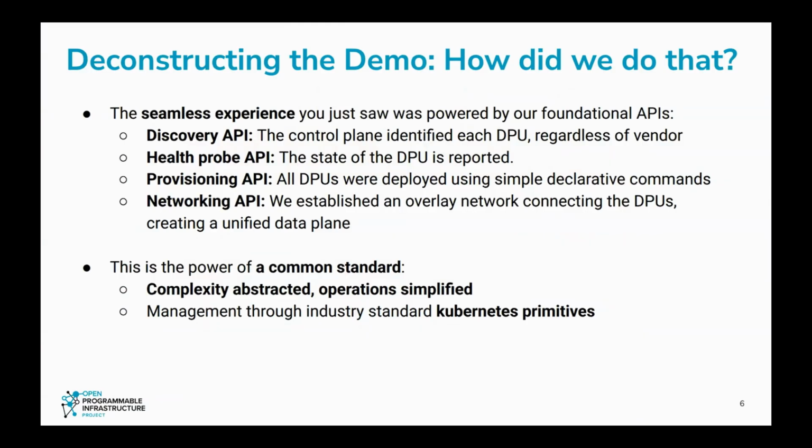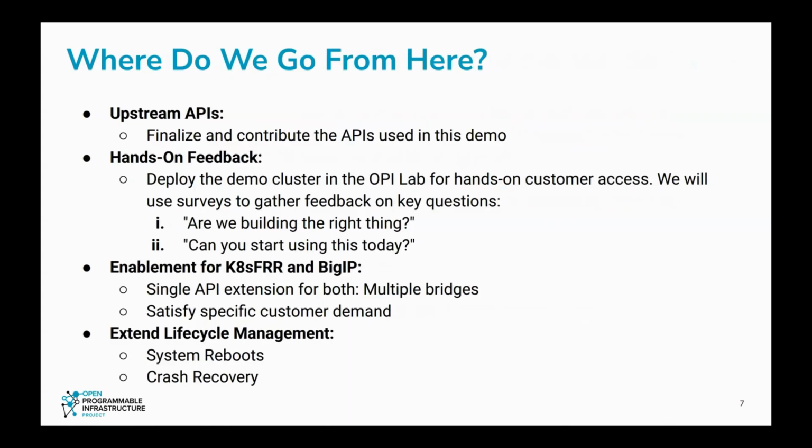We have a provisioning API. I didn't demonstrate that here. That has been part of OPI for quite some while, but all those things have been deployed here with those APIs, right? And then mainly the networking API. So because we have this unified data plane now that builds an overlay across all these DPUs, everything can be managed in the same way. And this is really the power of that common standard, right? OPI. Complexity abstracted, operations simplified, because we're using standard Kubernetes primitives. So where do we go from here?